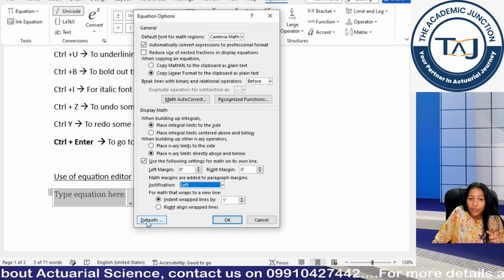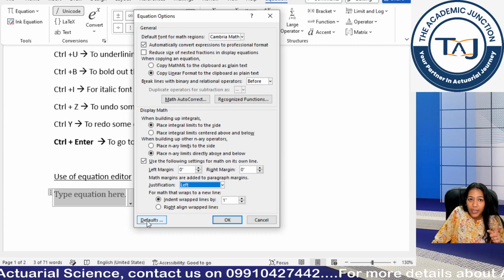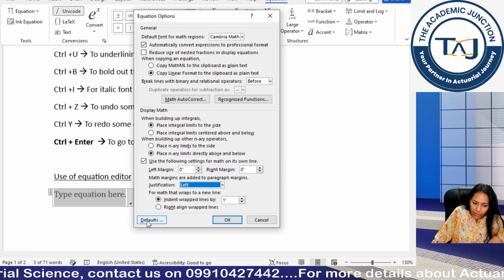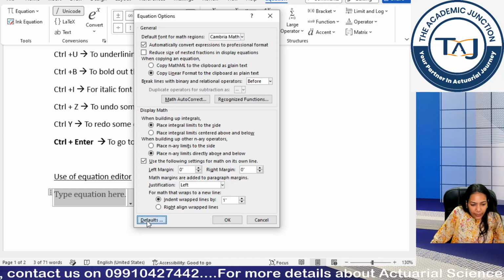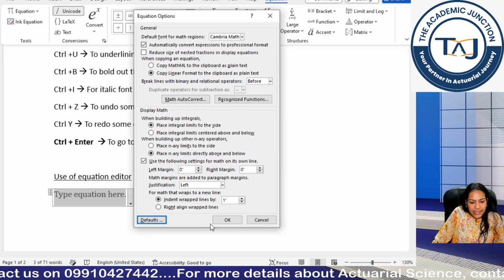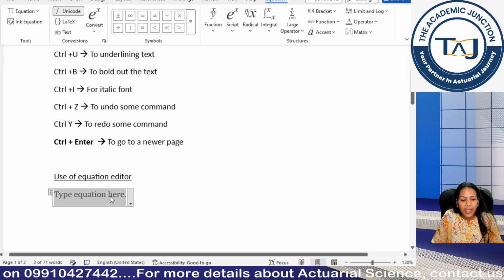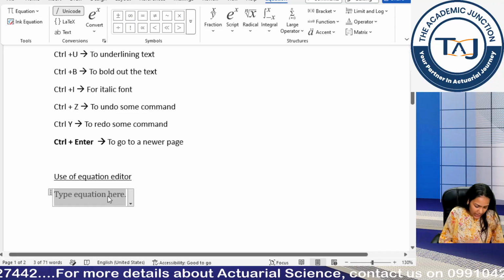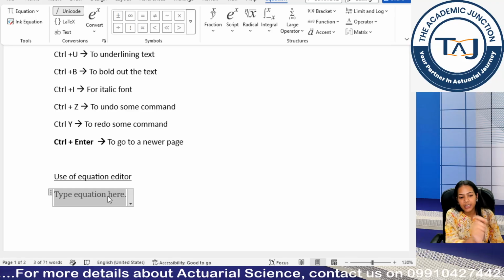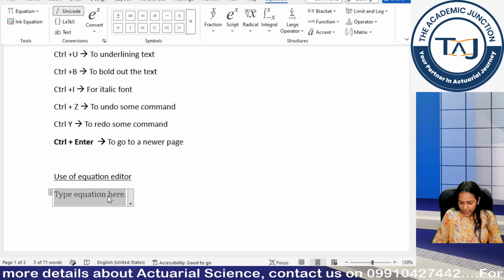Then make sure to press default. Otherwise it will remain only for this document, and from the further document it will be coming in the center only. Okay, click default, then yes, and then okay. Now every time you click Alt and equal to simultaneously, you will be getting the equation editor bar in the left. Okay, I hope this is clear.